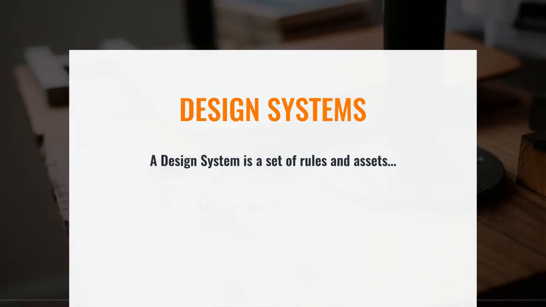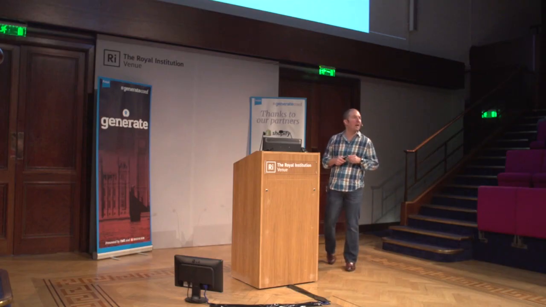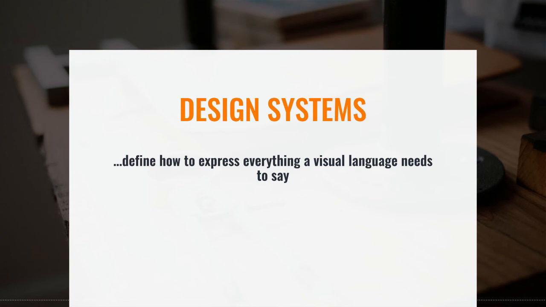So to wrap this up, closely to wrap it up, we talked about the rules and assets. Let's talk about the second half of that definition. That we want to define how to express everything a visual language needs to say.